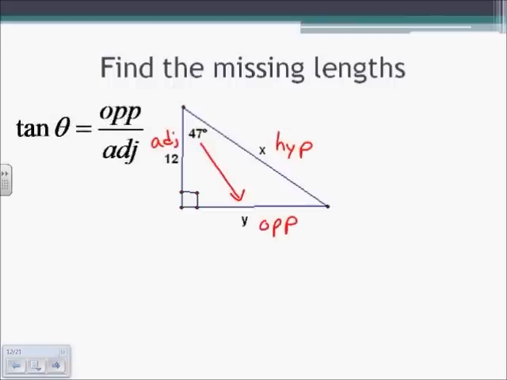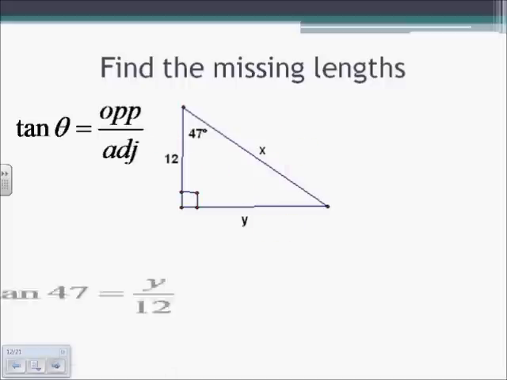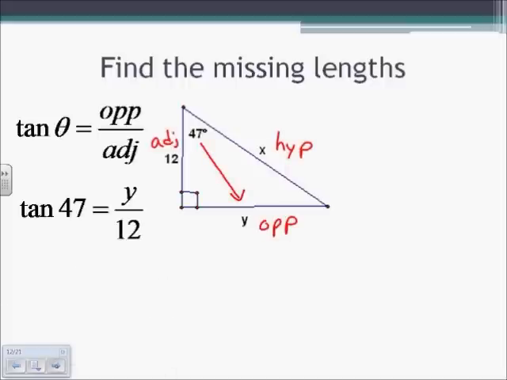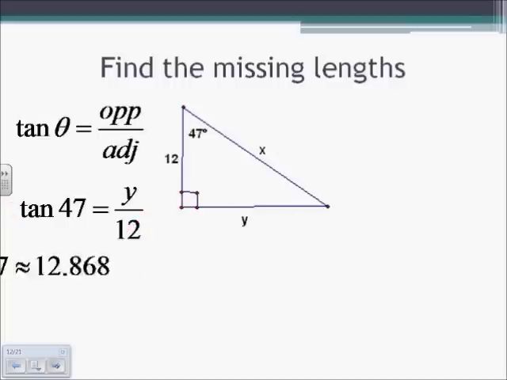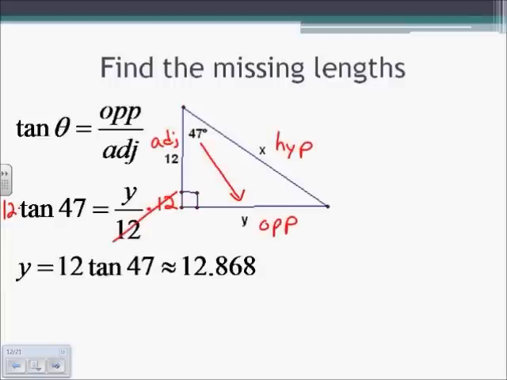In the first one, I will focus on the tangent function, which is opposite over adjacent. Opposite over adjacent will give me y over 12, which is similar to the last problem. Filling in the information I know, it gives me tangent of 47 degrees is equal to y over 12. Multiply 12 on both left and right. The reason to do so is it'll cancel out. And simplifying then, y is equal to 12 tangent of 47, or approximately 12.868.